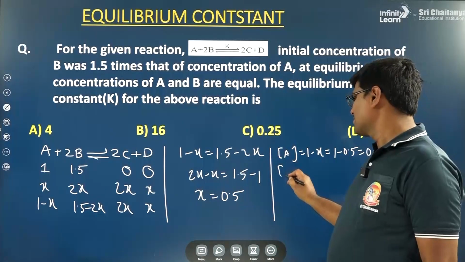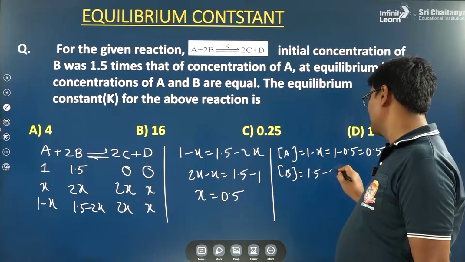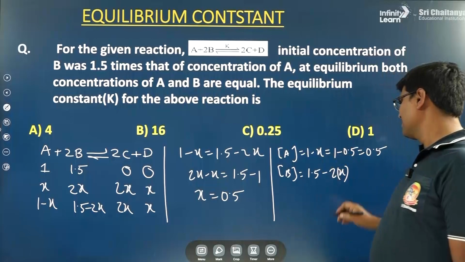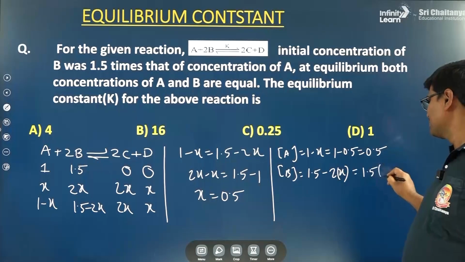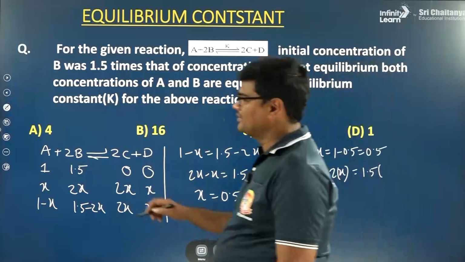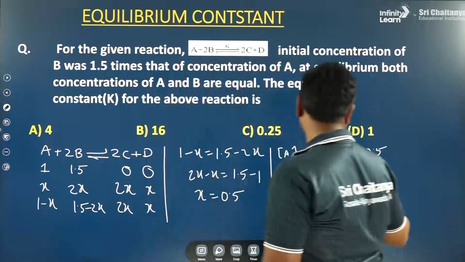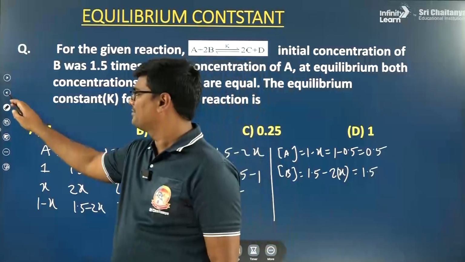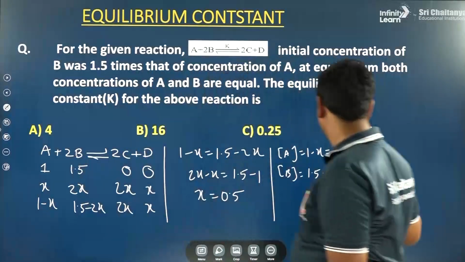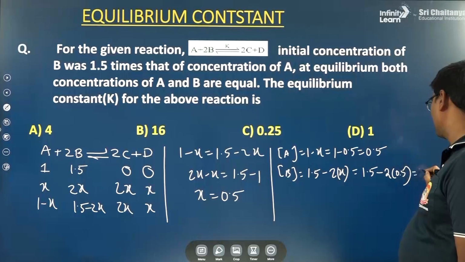Then what is the concentration of B? That is equal to 1.5 minus 2x. We can directly write it, but anyway I am writing 1.5 minus 2x. 1.5 minus 2 into 0.5, that is equal to again 0.5.